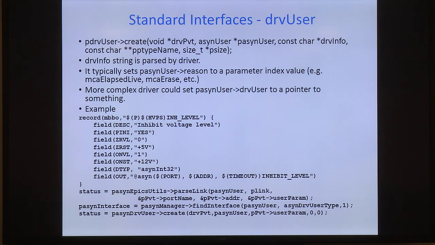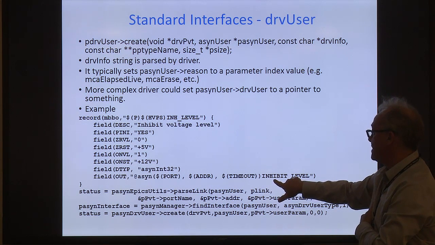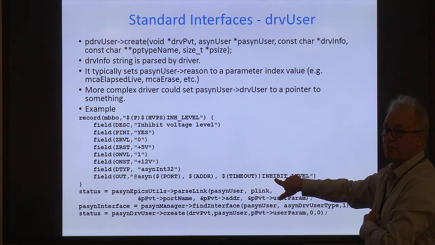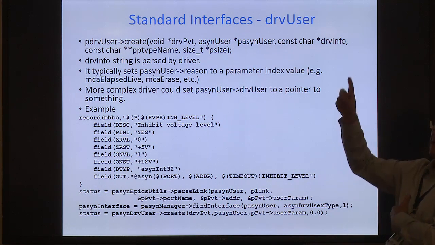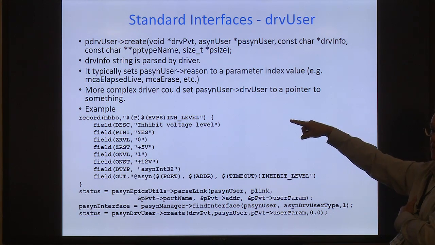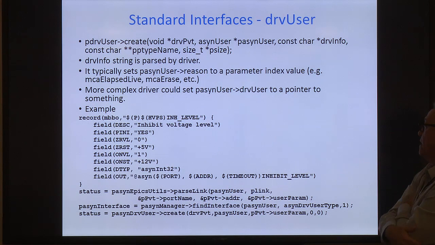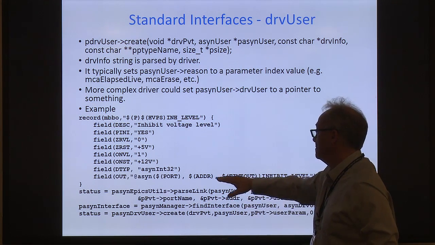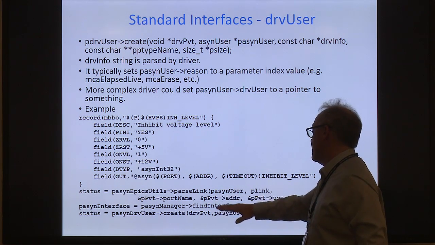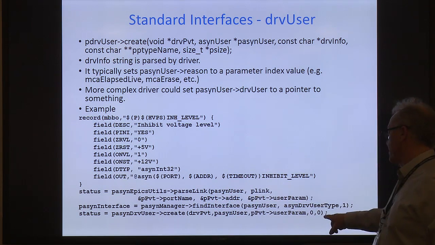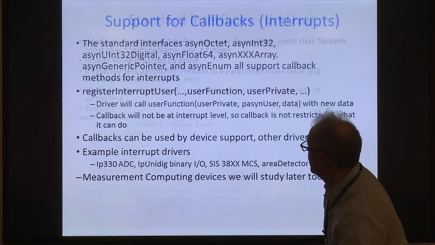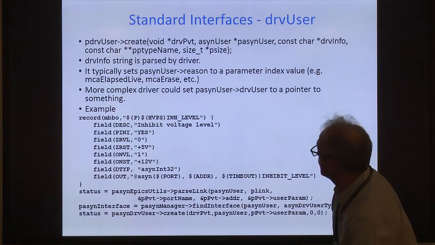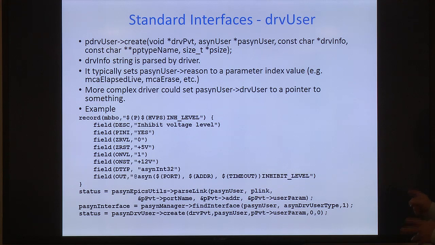Okay, this driv user interface is important. This is the thing that takes this string at the end of your link and turns it into that ASIN user reason field, the reason field in the ASIN structure. So the driver parses this link, finds the driv user interface, and then basically does whatever it's going to do with that.